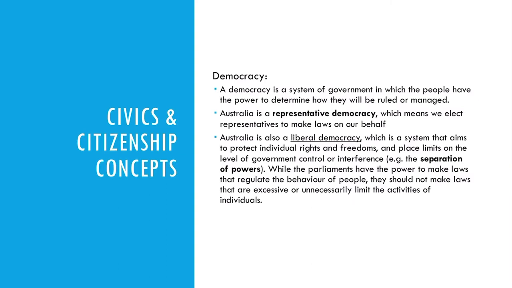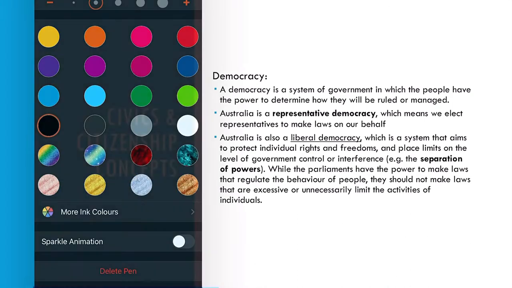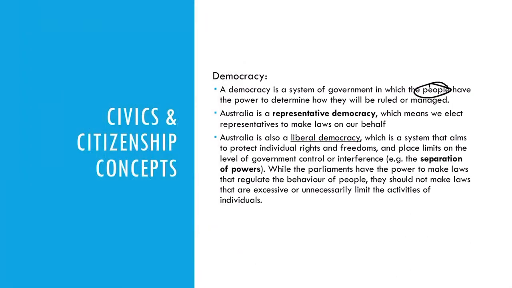So democracy is a concept in which we have a system of government where the people have the power to determine how they will be ruled or managed. And that's a really important concept because that really differentiates us from many different authoritarian governments. Australia is a representative democracy, which means we elect representatives to make laws on our behalf. And that can be at a federal level, a state level, or a local level, which we'll go into more detail about later on in this video.